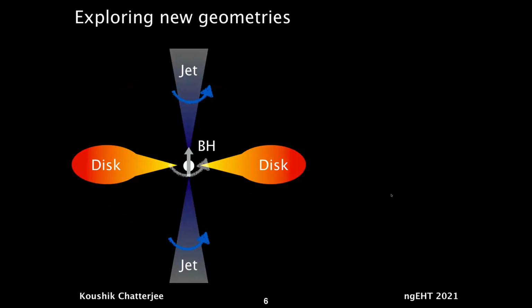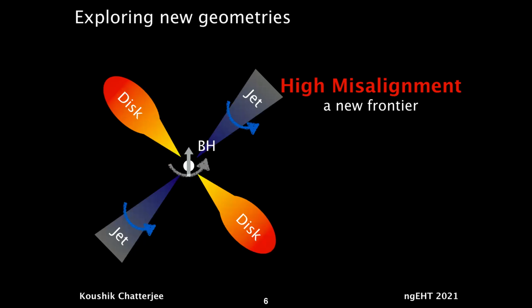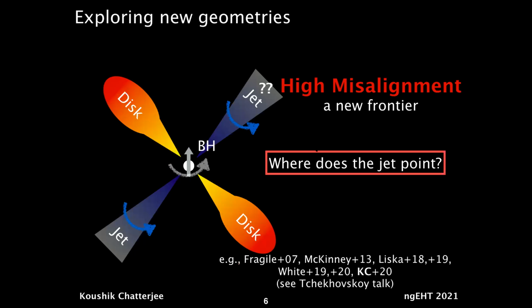Now, moving on, apart from your traditional simulations where you have the black hole spin axis parallel to the disk angular momentum vector, you can also have a situation where the disk is tilted with respect to the black hole spin axis. And so looking into high misalignment could be a new frontier that simulations can go into. And a basic question in this sort of setup is, where does a jet point?